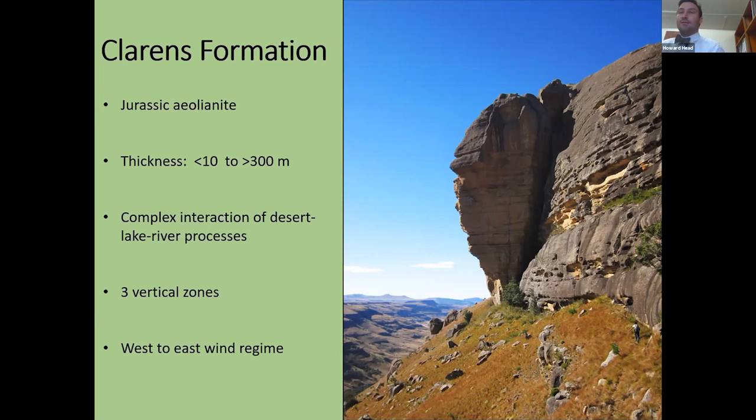In the regional study of Nick Beukes, he identified 3 vertical zones within the Clarence Formation, informally subdivided based on the appearance of large-scale cross-bedding in the middle zone that is sandwiched between a massive lower and a massive upper zone. A west to east wind regime was also prevalent during the time of deposition of the Clarence Formation, and this is interpreted from the foreset beds of the large-scale cross beds.